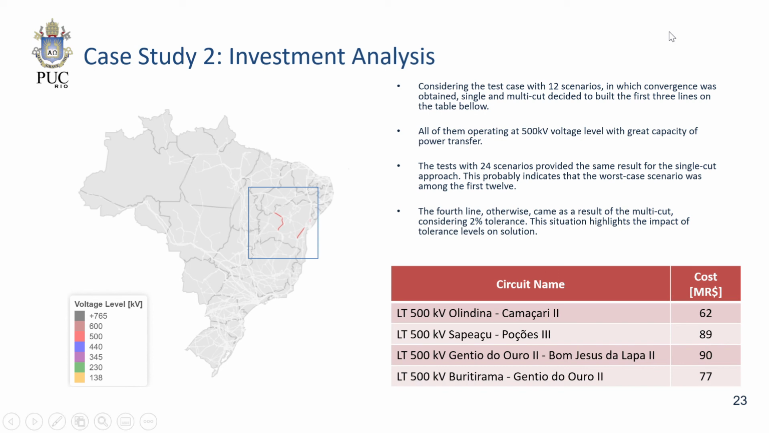So here, when we consider the test case of 12 scenarios, single cut and multi-cut gave us the same solution, with 3 lines, the first 3 lines. But when we look at the 24 scenarios, the single cut gave us 3 lines, but the multi-cut that didn't converge gave us 4 lines.